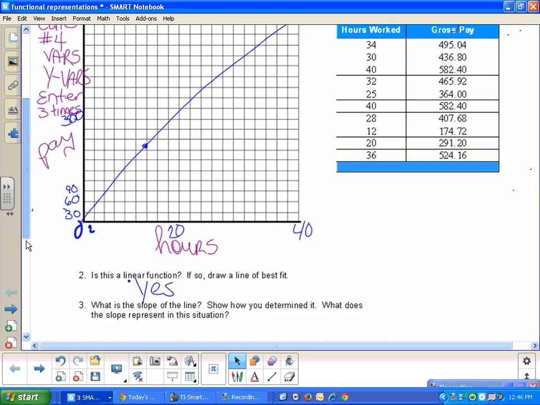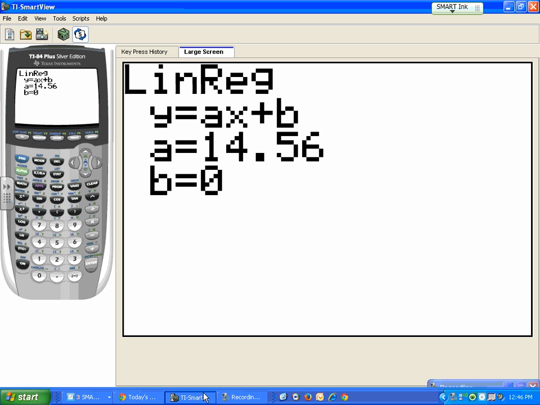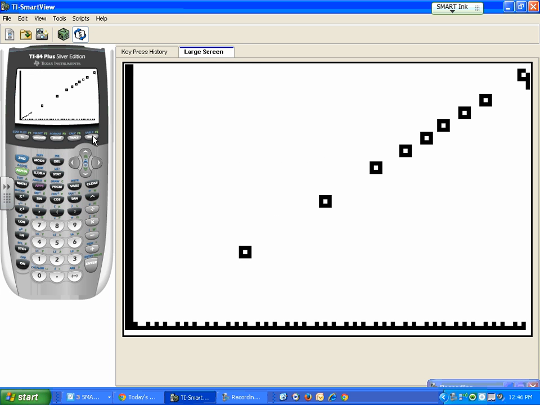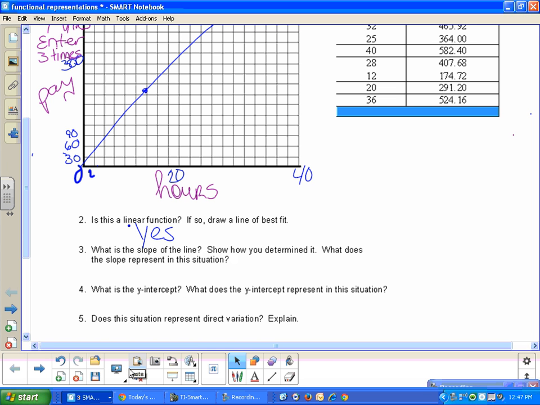So when we come back to our paper, and you're answering your question, it says, if so, draw a line of best fit. If you do the variables and put it in y, I can graph, and it's going to draw a line of best fit that goes through most of those points. In this case, it goes through all of them because it's a linear function. If you had a few points scattered around, it's going to go right through the center. So we have a line of best fit.